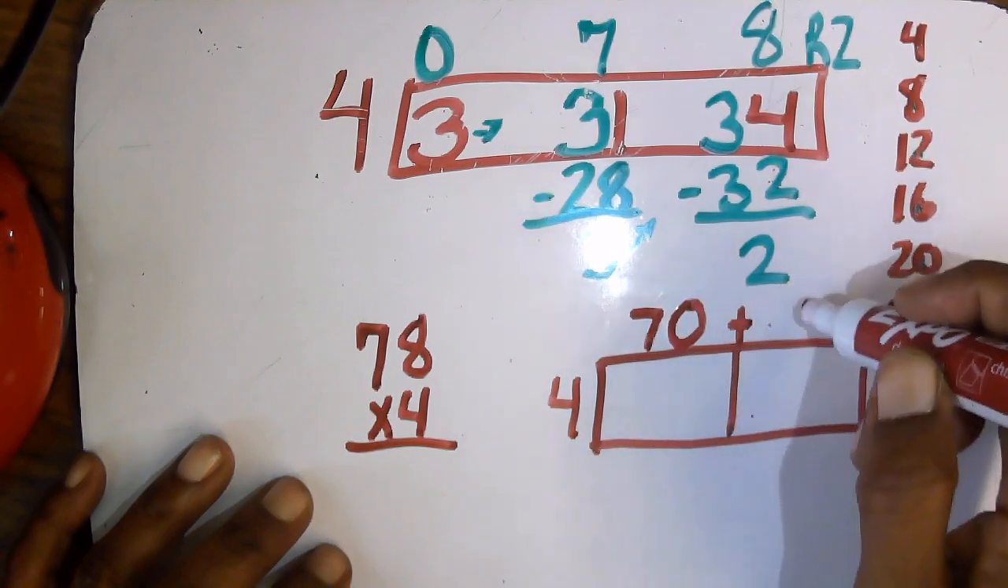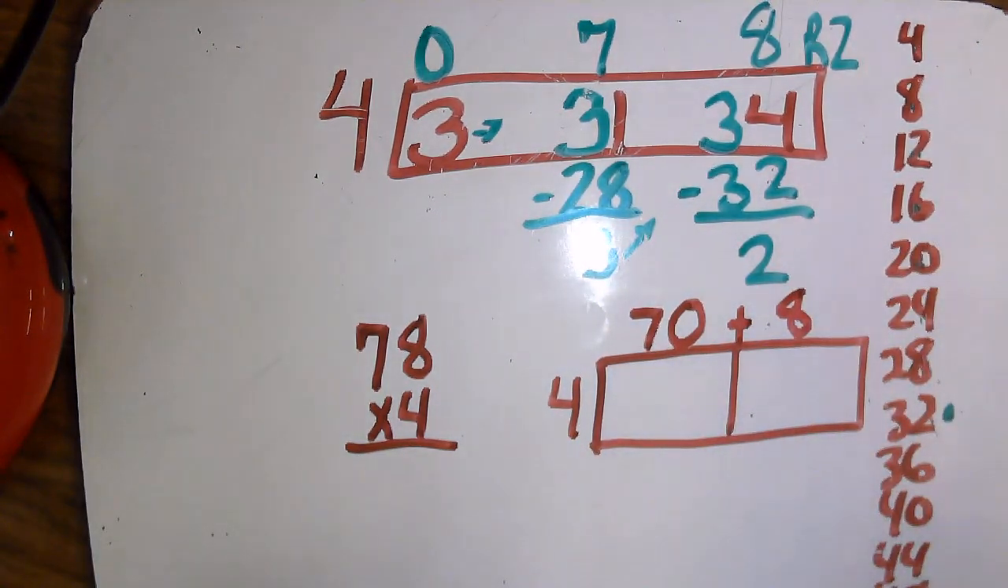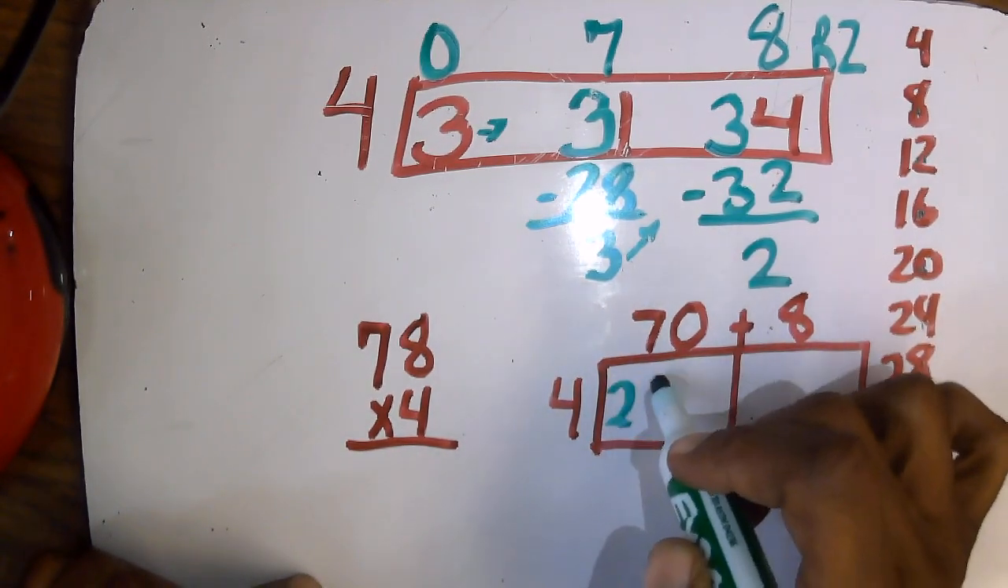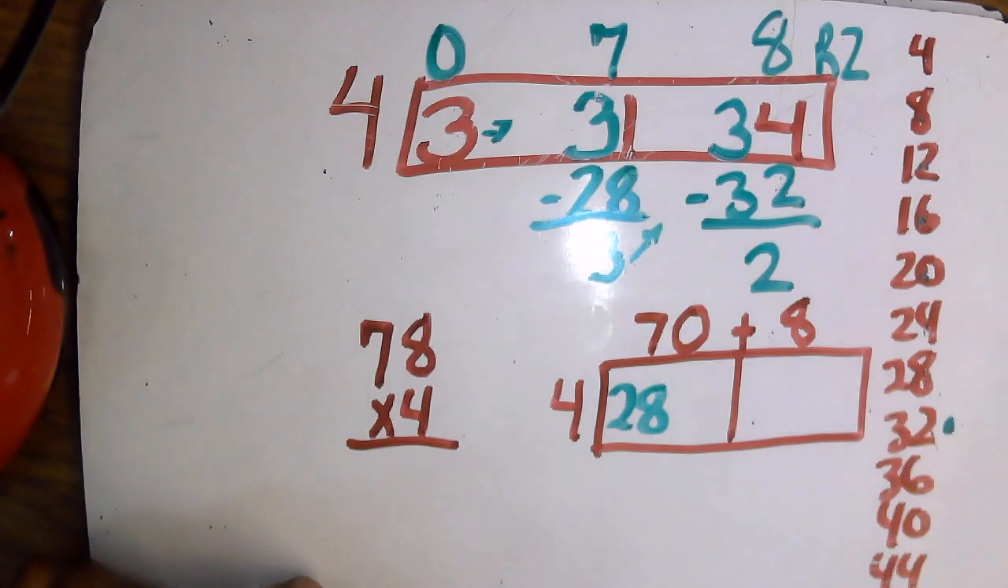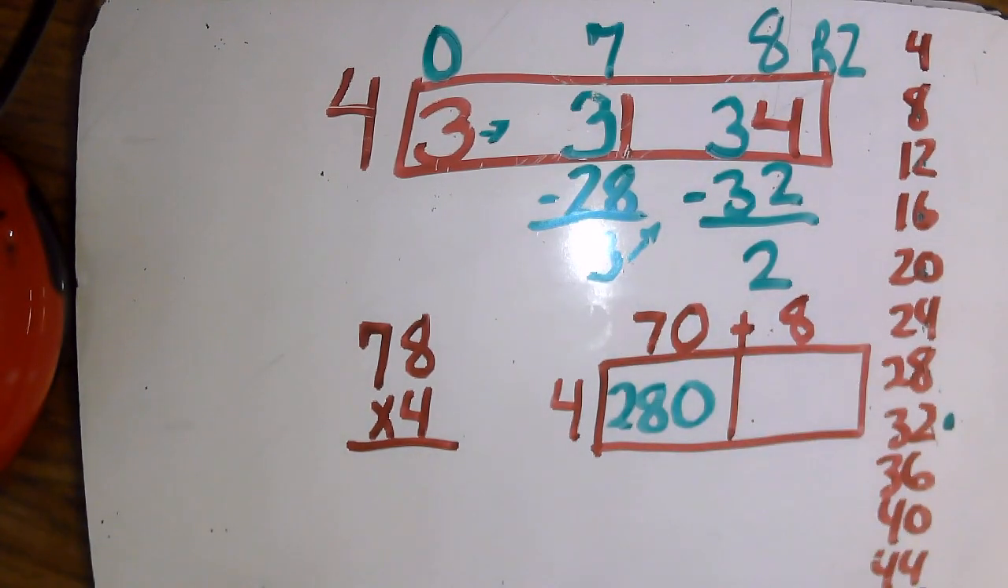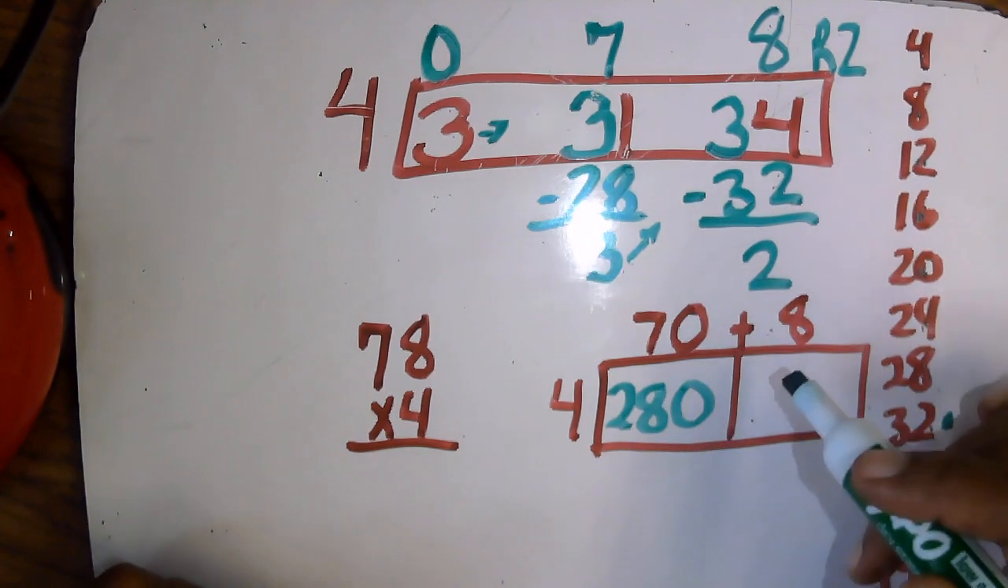Good. 70 plus 8. Lucas, what is 4 times 7? 28. How many zeros? 1 zero. So it drops right inside of the box. 4 times 8, Sage. 4 times 8. 32. Good. 32.